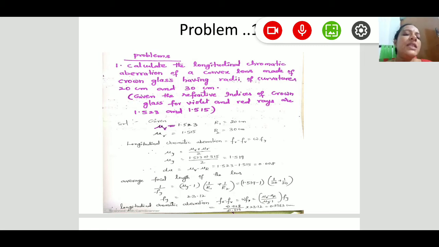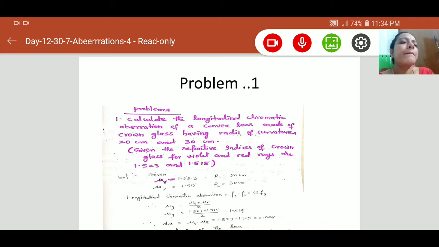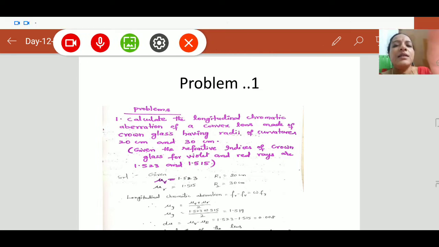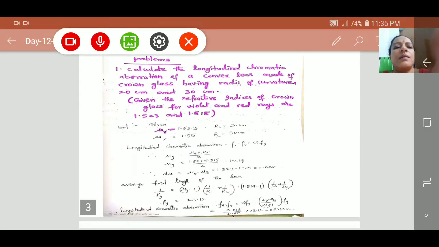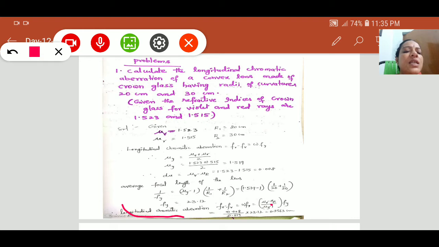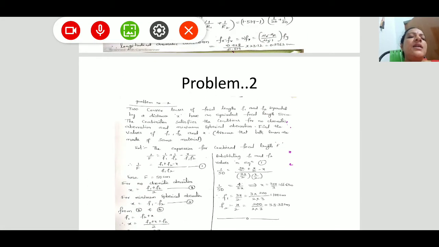Only one thing you have to remember: the longitudinal chromatic aberration formula is the key formula. That is, omega into f must be equal to d mu by mu minus 1 into f. So next, see another problem.